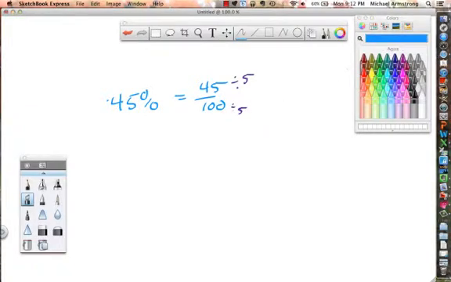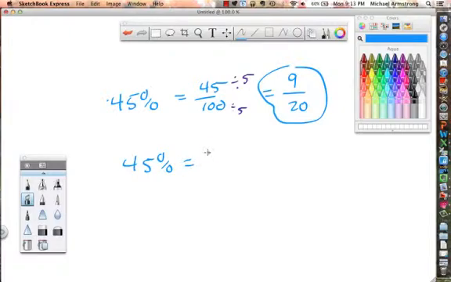So that gives me 45 divided by 5 is 9. 100 divided by 5 is 20ths. So 9/20ths is the simplified version of 45%. So 45% equals 9/20ths. And actually, in this case, 45% makes more sense. It's easier to understand. But if we have some other number like 75%, we would write that as 75 over 100. And after we go to the work of simplifying this, I'm going to go quick.